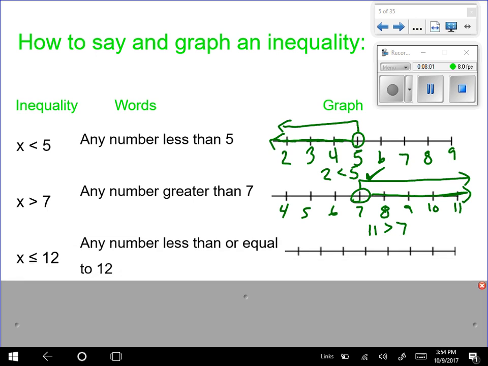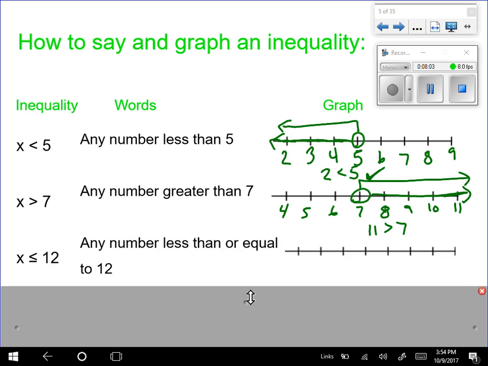Well, we talked about some other types of inequality symbols. We also have x is less than or equal to 12. So in this case, our words would say any number that's less than or equal to 12. So notice how this is different than just any number that's less than 5. So if we put 12 in the middle here, now I'm going to have a closed circle at 12 because 12 is in fact a solution. 12 is equal to 12, and that says it can be equal to. And then I'm going to shade anything that's less than.